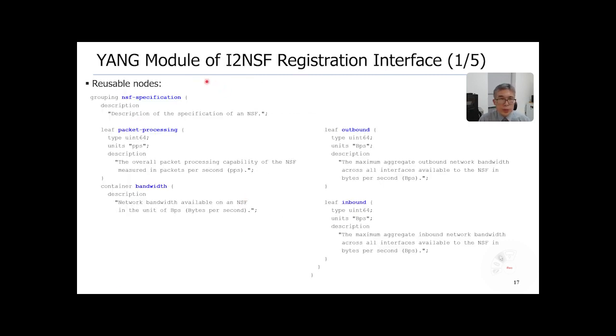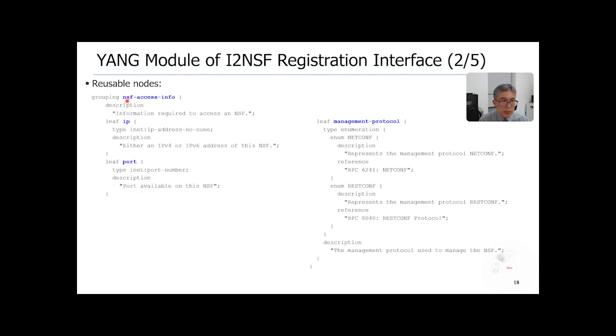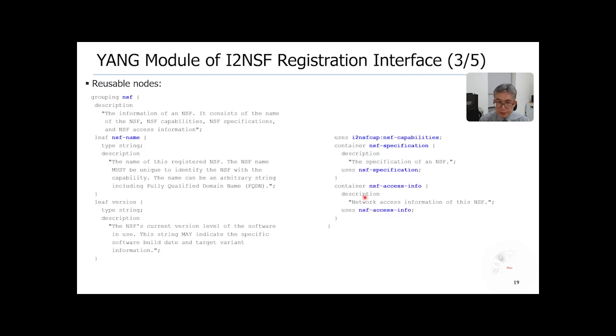Let's look at the YANG module for the I2NSF registration interface. Reusable groupings are specified. The NSF specification has packet processing and bandwidth. Each one has the type and unit specified here, and for bandwidth, outbound and inbound are specified separately. The access information has the IP address, port number, and management protocol, where an enumeration type is used because NETCONF or RESTCONF is used.